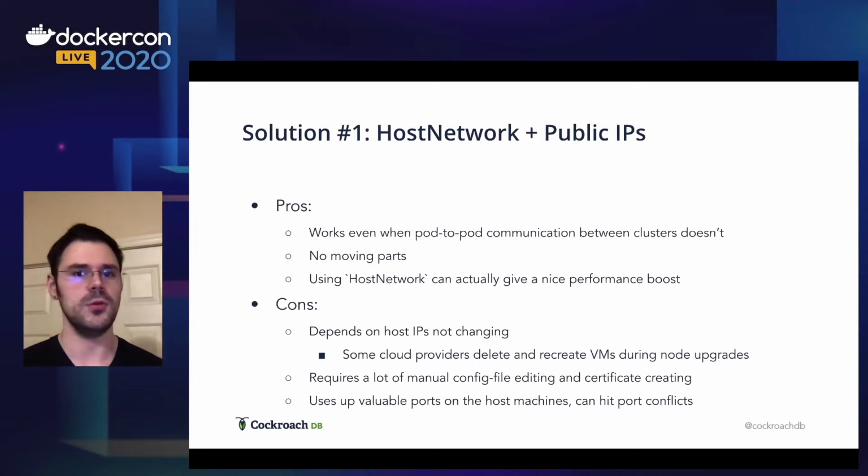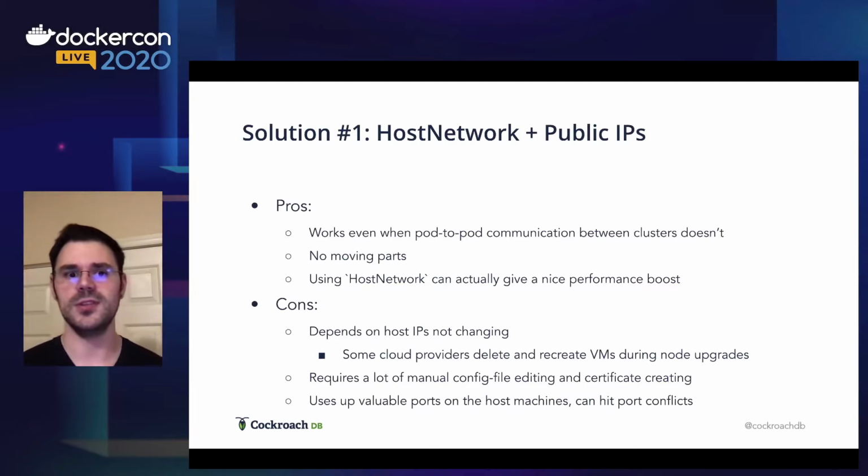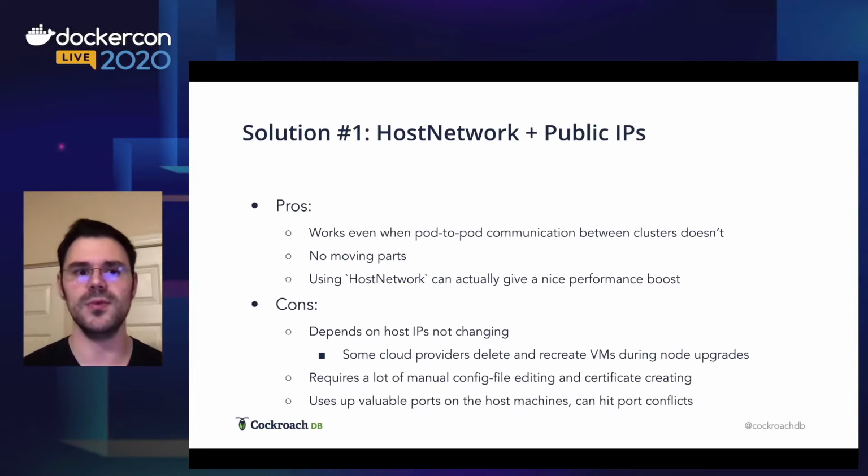We also have no moving parts in this whatsoever. There's nothing dynamic happening. And finally, using the host network option can actually see a relatively nice performance boost, as we are just removing some layers of indirection. However, if you are in an environment where VMs are constantly being recreated and removed, namely during Kubernetes node upgrades, then this solution is not going to be fantastic for you, as you're going to have to constantly be changing out the various IPs and the certificates minted for those IPs. We're also going to be using up ports on the host machine, which are a limited resource.